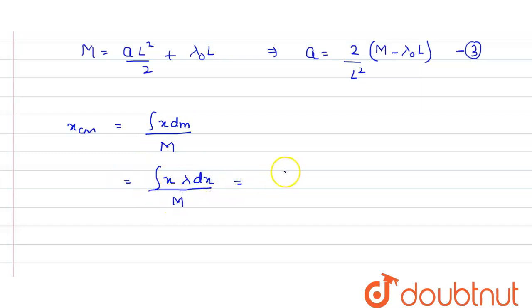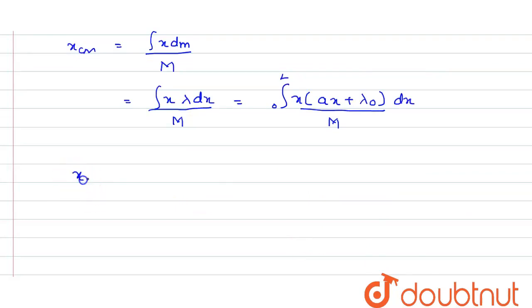Now what is the value of lambda? So the lambda value would be equal to ax plus b. B was lambda naught. We are not putting the value of a here, because it is just a constant. At the last we will be putting the value of a, and we can integrate it from 0 to L with respect to x, and we need to divide it by total mass capital M.